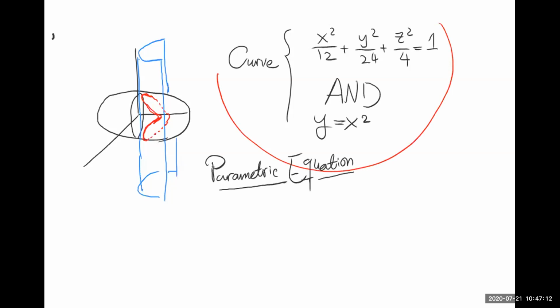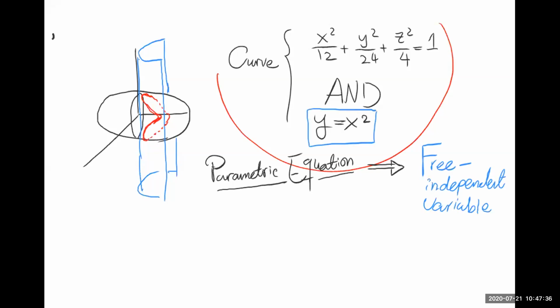Okay. So in order to find the parametric equation, in these questions, this is a kind of complicated question. You need to find the free or independent variable, or choose a variable to be the independent variable. What do I mean by that? Well, here y is a function of x, right? So y is not free. y itself is a function of x. So here x is the free or independent variable.